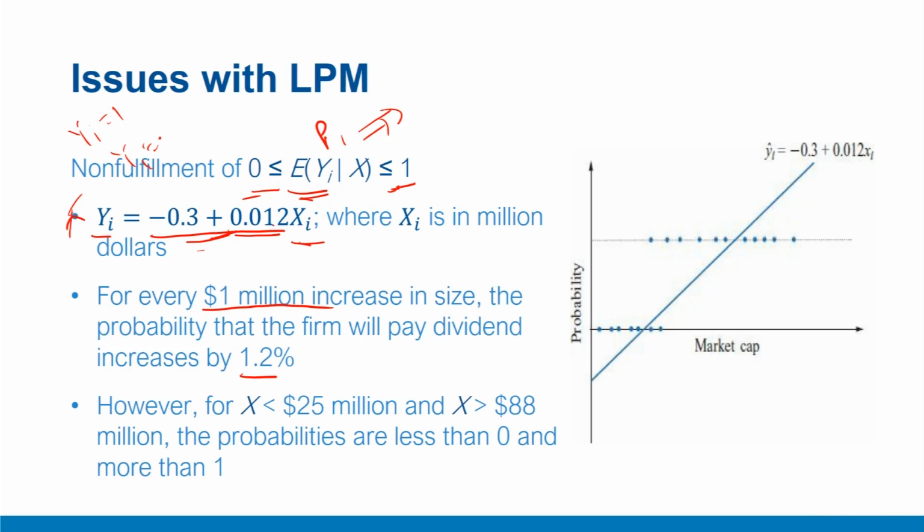In this expression, if x is less than $25, then the probability value computed from this expression is less than 0, and if x is more than $88, then the probability value pi will be greater than 1. Now this is a very problematic case, where probabilities that are estimated from the regression are less than 0 or greater than 1.